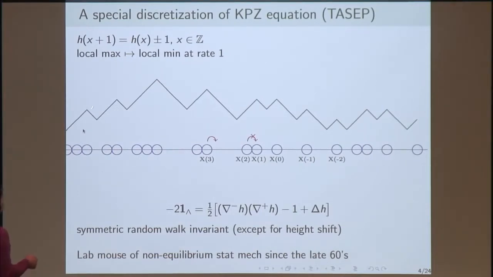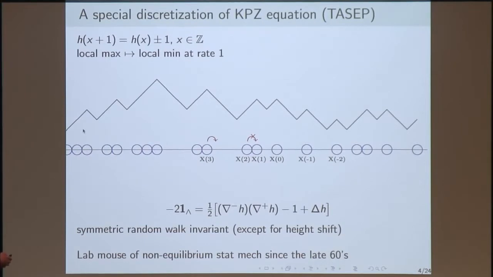The rule in TASEP, and as I said, don't worry about the particles. The simple random walk path, you can just code it by particles. Whenever it goes up, you say there's a particle, and whenever it goes down, there's no particle. So you can think of it as particles and no particles, or as height and simple random walk paths.